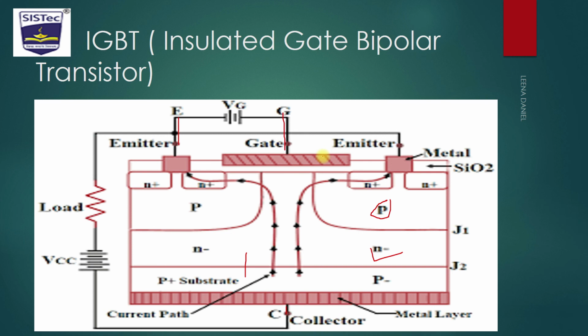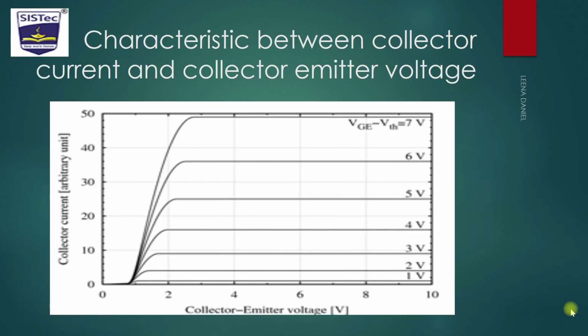So that is the condition to turn on the IGBT. We have to apply two voltages. First is the collector to emitter voltage, and second is the gate to emitter voltage, and both voltages should be positive with respect to the emitter, so that conduction can start in the IGBT.